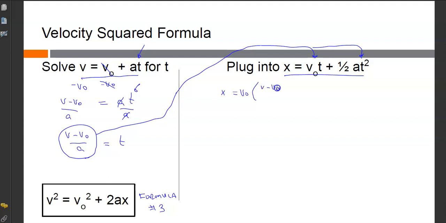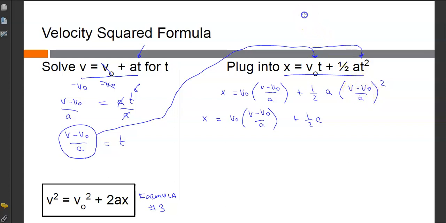We like algebra. V minus v naught over a, replace that t. Here's the other one: 1/2 a, v minus v naught over a, like that. And don't forget to square that thing. These squares love to get lost, and that just messes up everything. So don't do that. I'm going to take care of that square first. Let's leave this guy alone. I'm going to leave the 1/2 and the a alone, but I'm going to square this thing right there, v minus v naught over a.